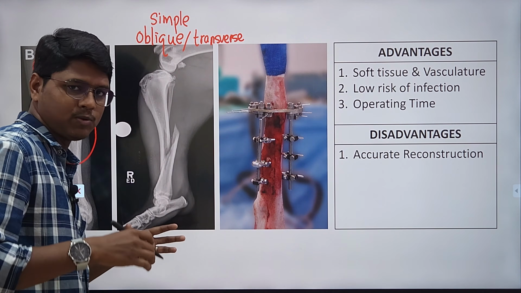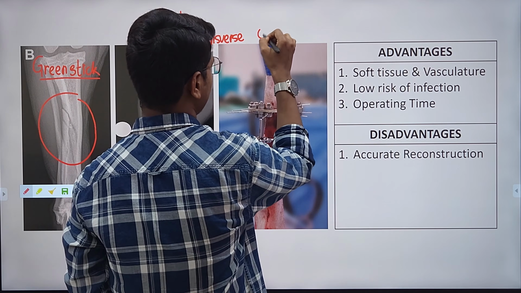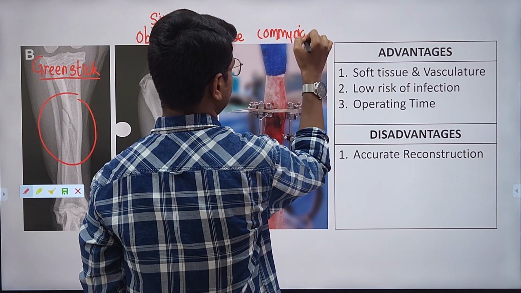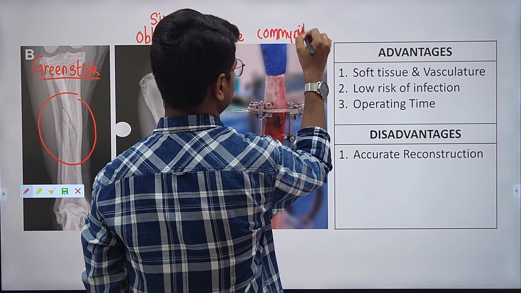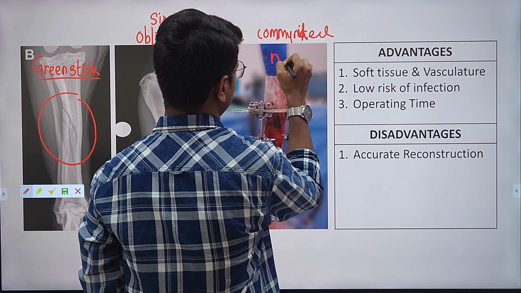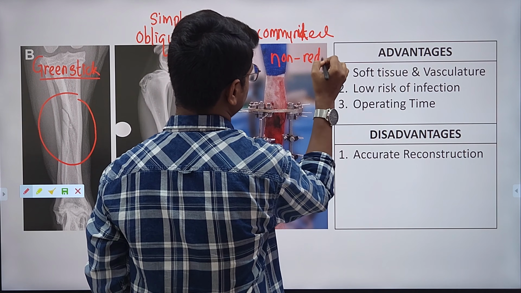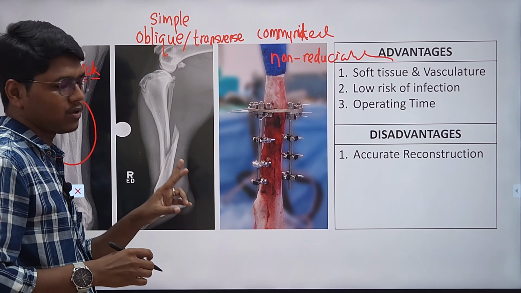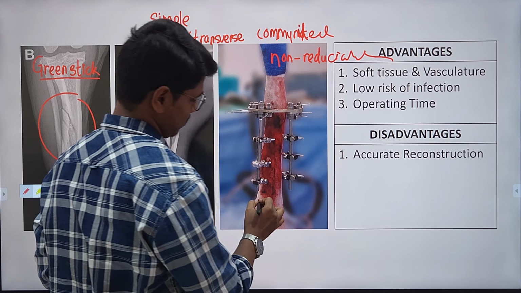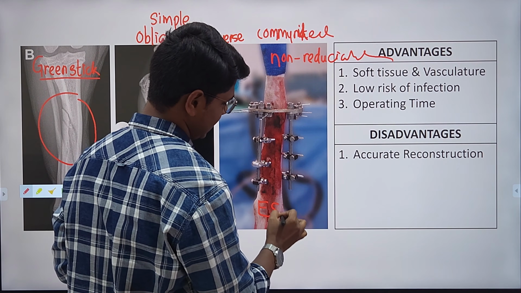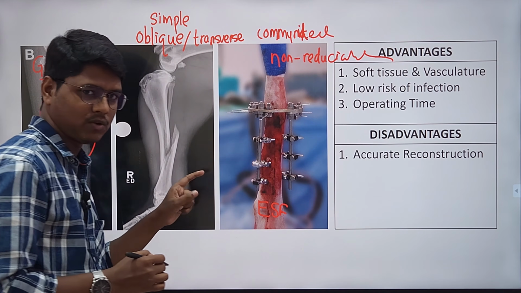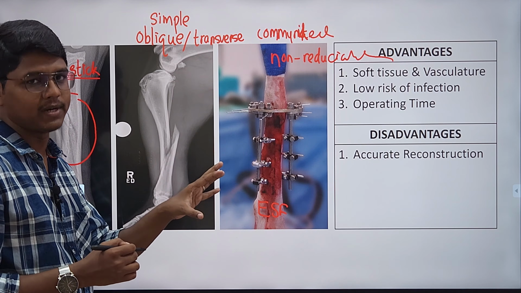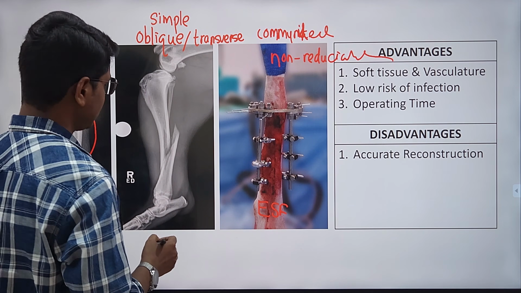Closed reduction can also be possible for severely comminuted non-reducible fractures. Okay, when you are doing ESF, external skeletal fixation, for the same fracture, when we do an internal implant, it becomes open reduction. Okay, so these are suitable fractures.